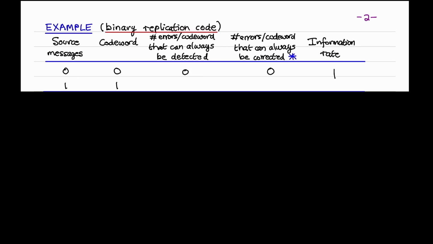Hence we see that the number of errors per code word that can always be detected by the channel decoder is 0, as is the number of errors per code word that can always be corrected by the channel decoder.